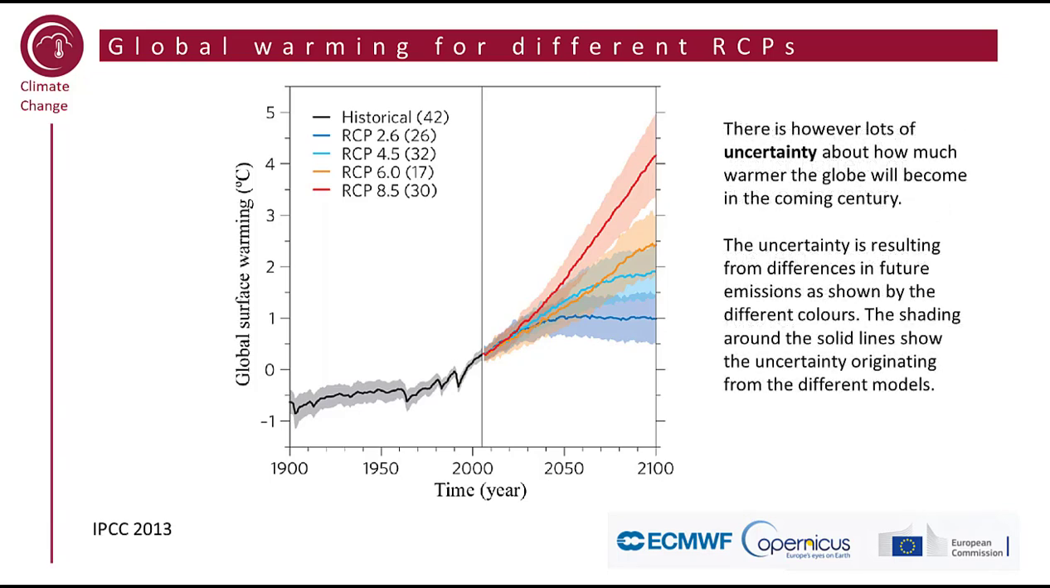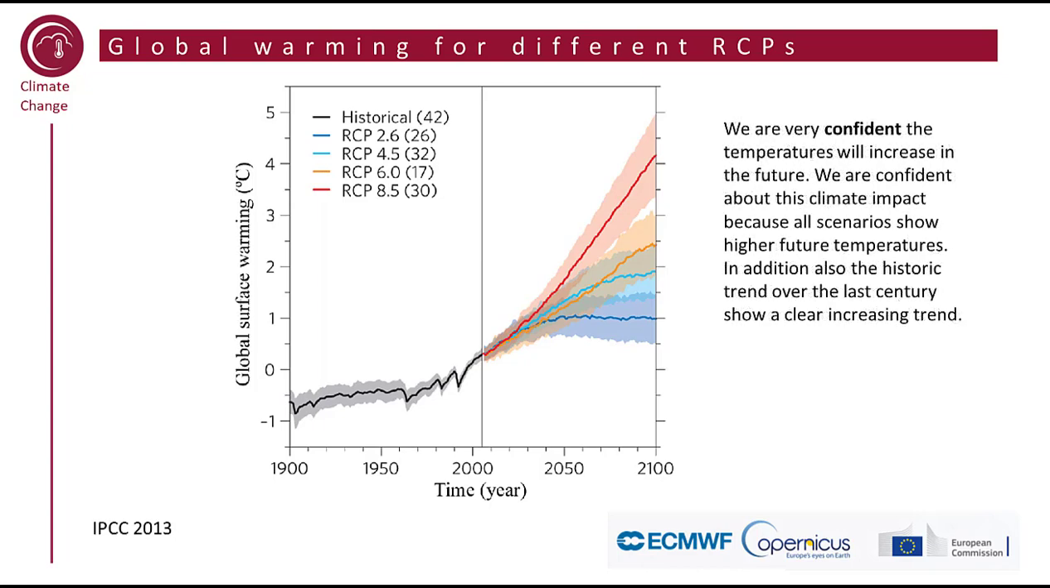At the same time, however, there's lots of uncertainty about how much warmer the globe will become in the coming century. The uncertainty is resulting from differences in future emissions, as shown by the different colors. The shading around the solid lines shows the uncertainty originating from the different climate models. Finally, we're very confident that the temperatures will increase in the future. We're confident about this climate impact because all scenarios show higher future temperatures. And in addition, also the historical trend over the last century show a clear increasing trend.